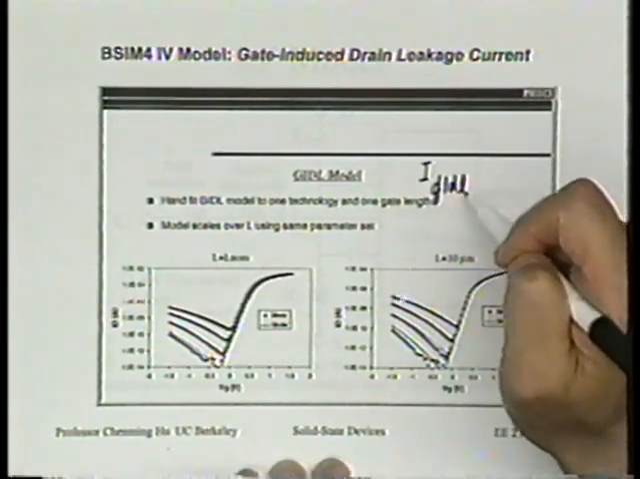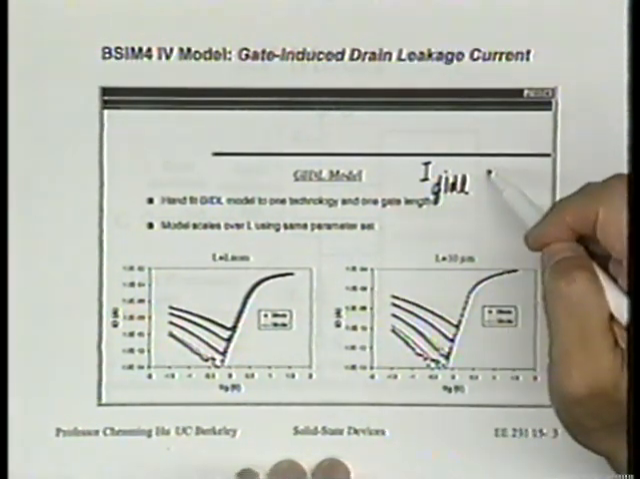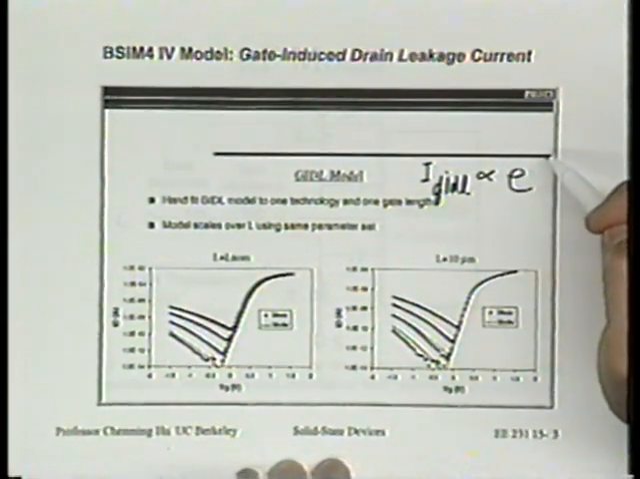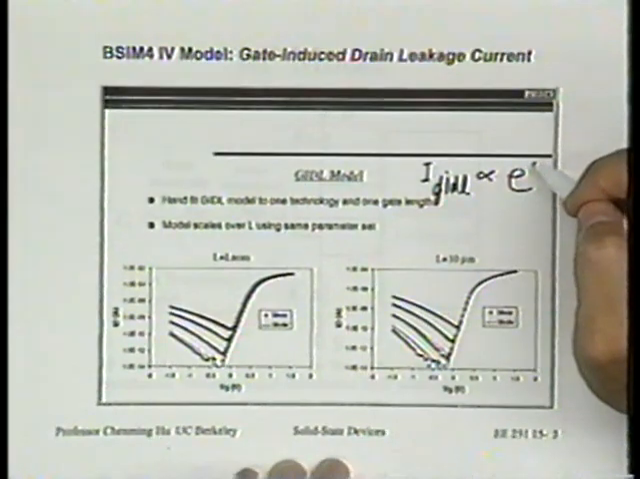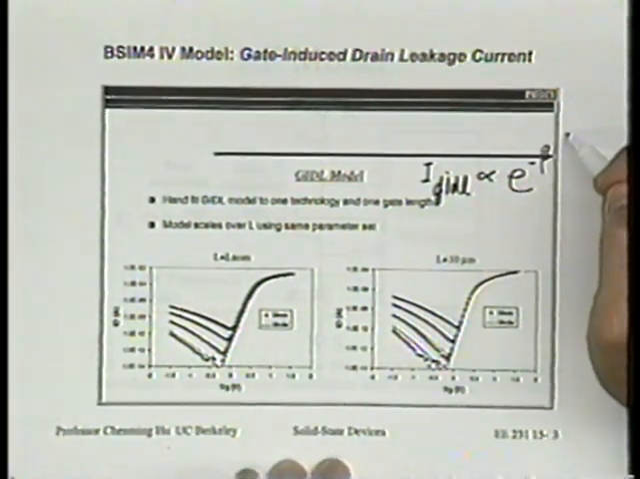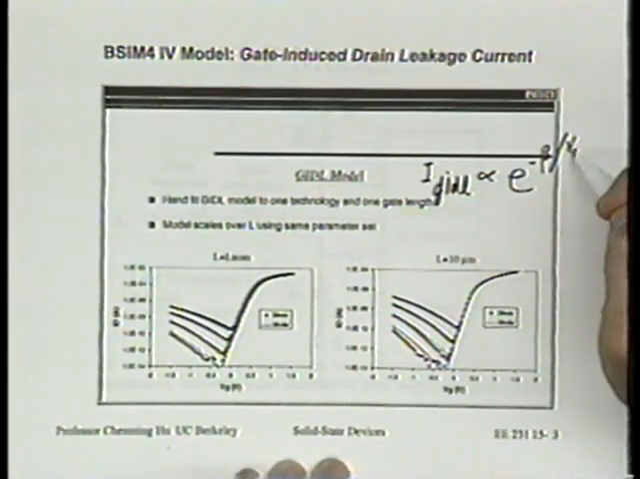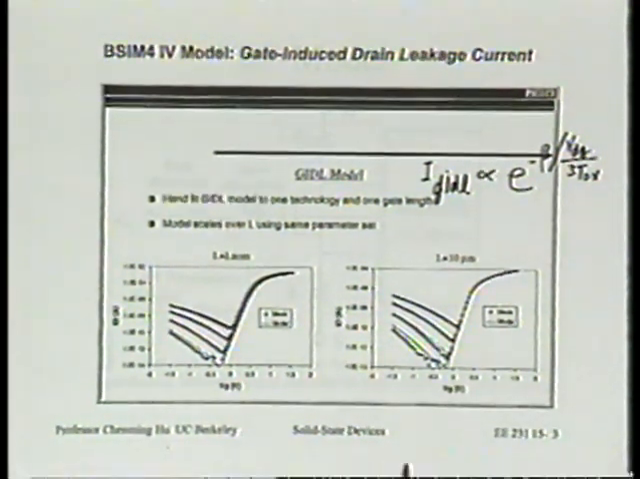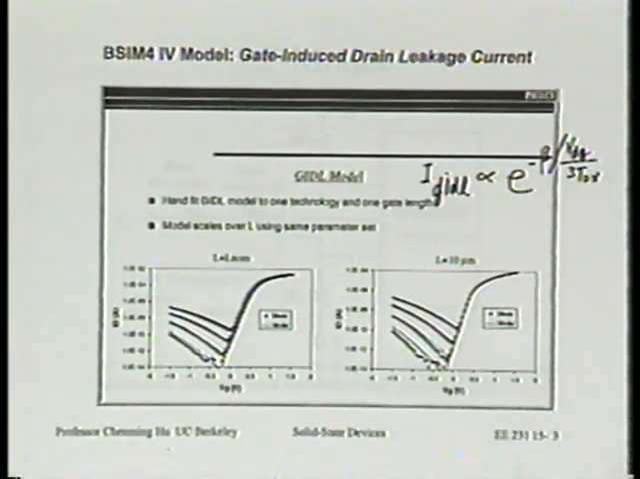In the model for GIDL, you probably remember, this leakage current, this GIDL current, is proportional to the exponential of minus beta divided by the vertical field. And the vertical field, we say, is VDG divided by 3 times Tox, or something like that. So according to this model, the current will be a function of VD and a function of VG. And it turns out it's very accurate, so this is good enough for SPICE simulation.